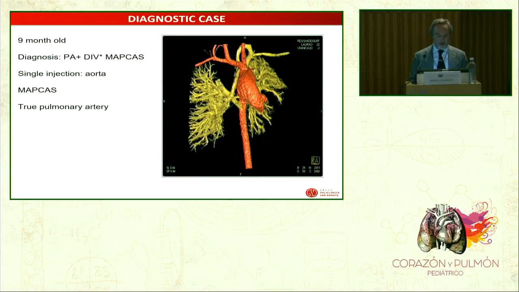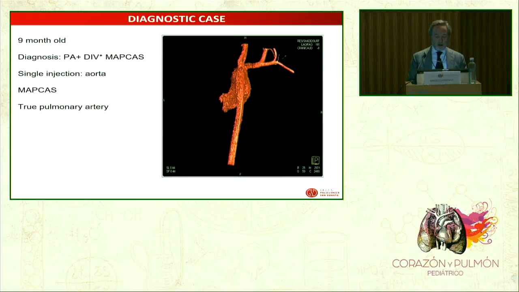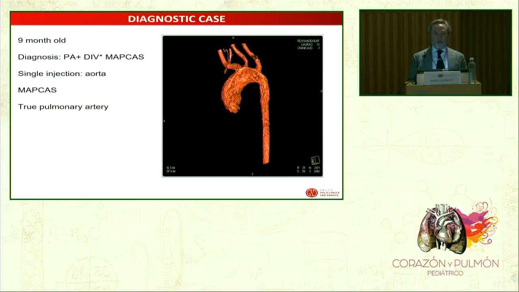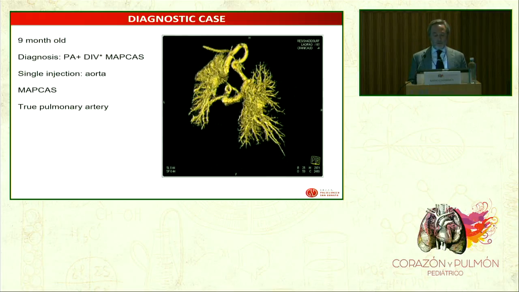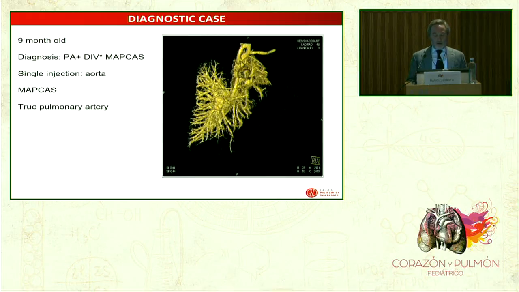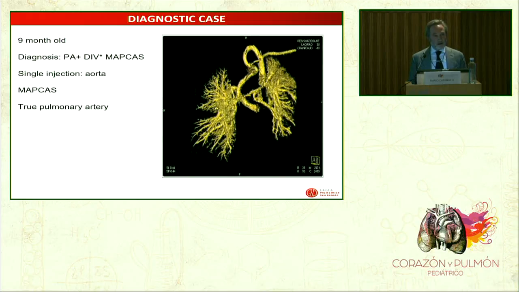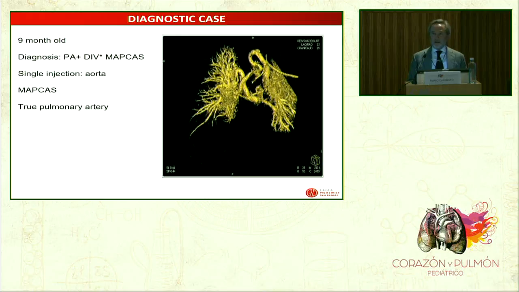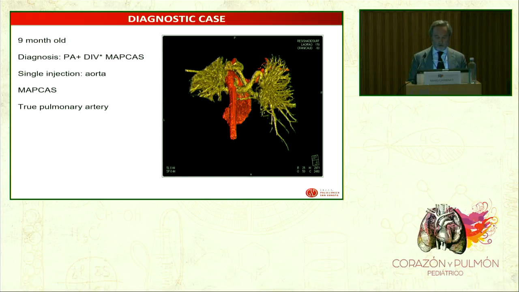This is an example of a diagnostic case of a complex pulmonary atresia, VSD, and MAPCAs. As you see, you can separate and fuse the picture. You see the aorta, pulmonary branches. You can see them separately or overlapping, and you get in a few minutes a very detailed idea of the anatomy, which is very complex, of course.